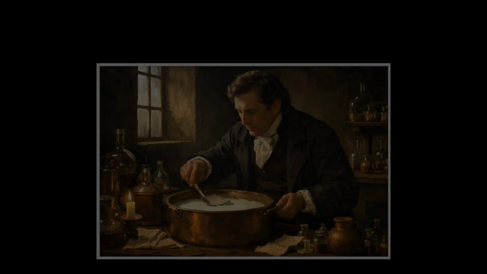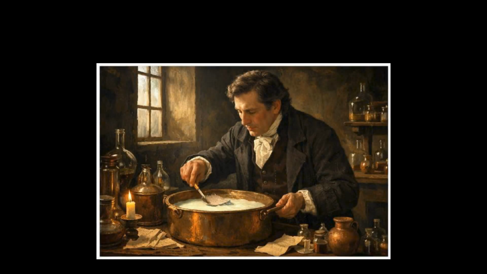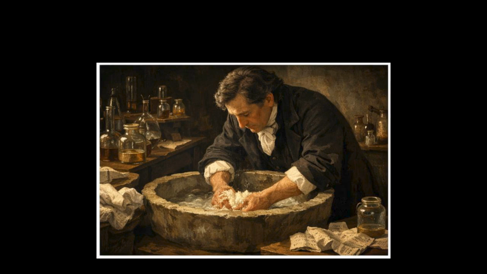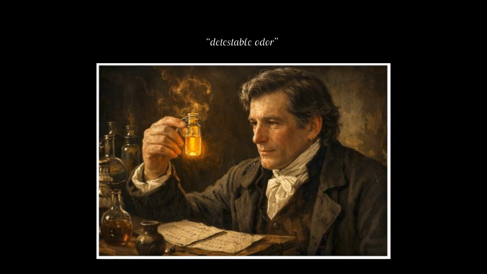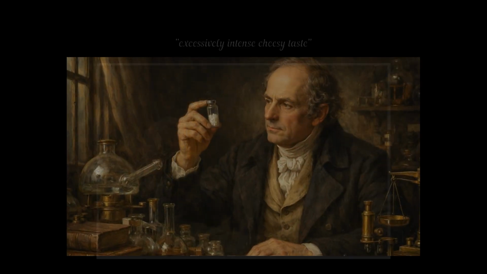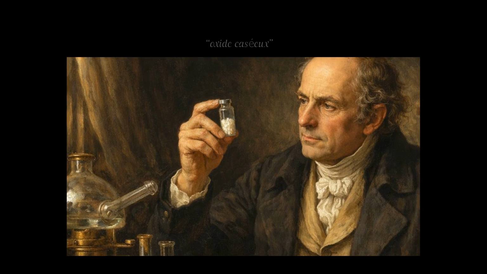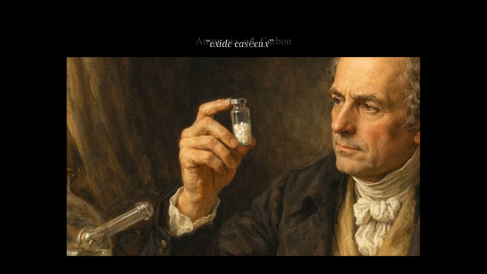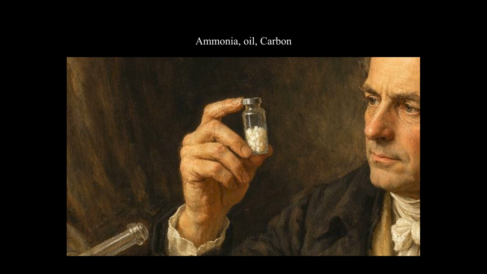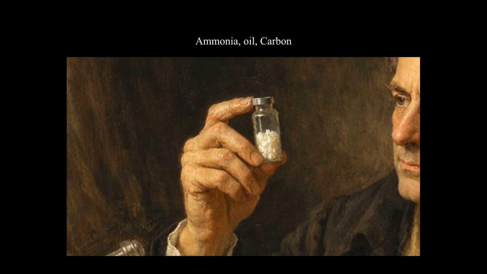In 1819, Joseph Louis Proust wanted to find the molecule which gave cheese its unique flavor, so he took sheep's milk and skimmed it, and after draining it, he placed it in a jar for a year and a half. The milk curds, which he described as having a detestable odor, were then washed and dried until they turned into a syrupy solution, which had an excessively intense cheesy taste. Purification with alcohol resulted in white crystals, which he called oxyde casseur, and which contained ammonia, oil, and lots of carbon, similar to animal substances.